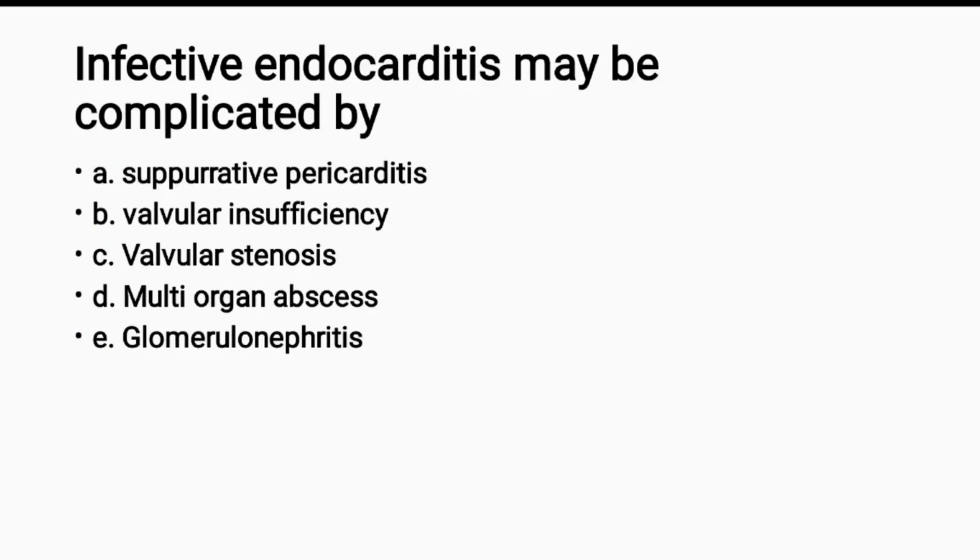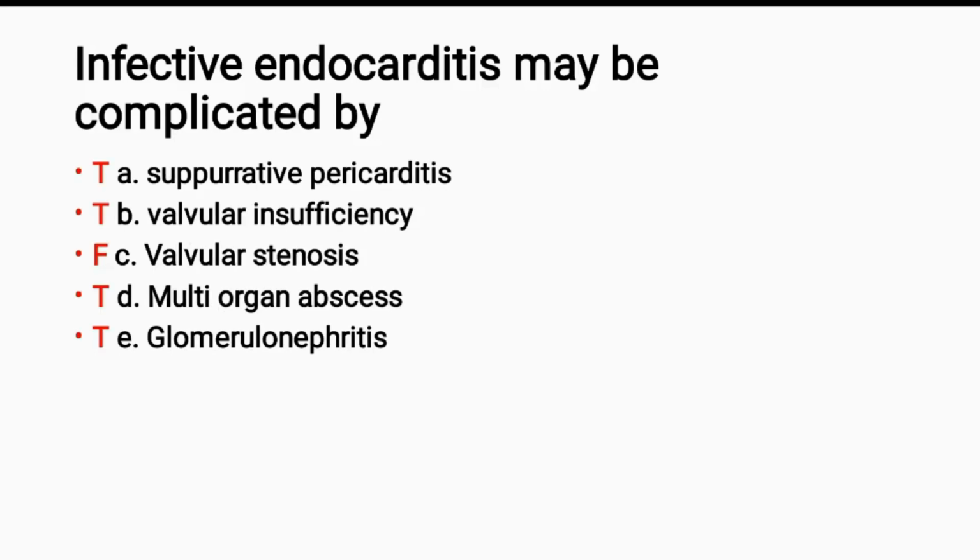Infective endocarditis may be complicated by A. Suppurative pericarditis, B. Valvular insufficiency, C. Valvular stenosis, D. Multi-organ abscess, E. Glomerulonephritis. Well, except C, all the others are true.